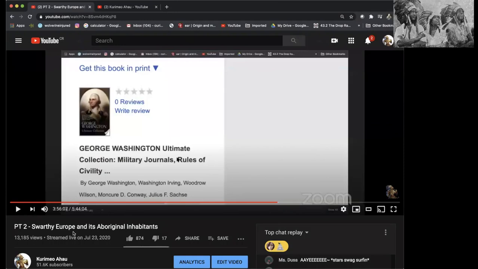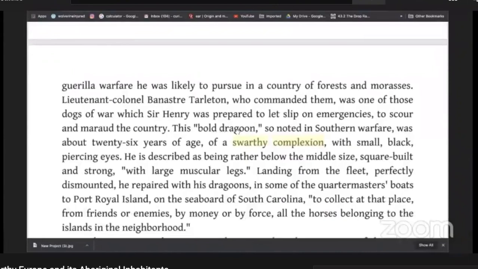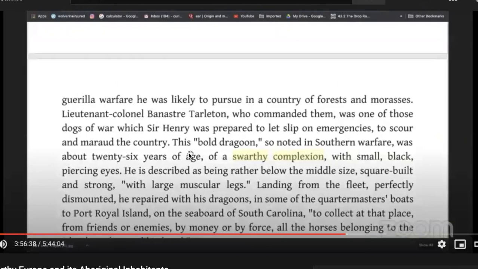Ultimate Collection, Military Journals, Rules of Civility by George Washington, Washington Irving, and so on. By himself, George Washington himself, right? This bold dragoon, they're talking about Lieutenant Colonel Banastre Tarleton. This bold dragoon, noted in Southern warfare, was about 26 years of age, of a swarthy complexion. All right? From primary sources, swarthy complexion with small black piercing eyes. Remember, he was from Liverpool. He's from England with a swarthy complexion.